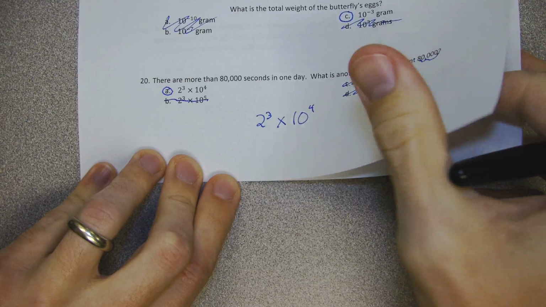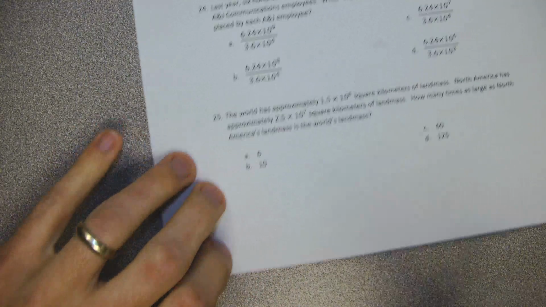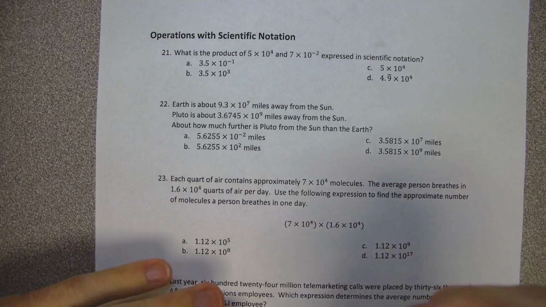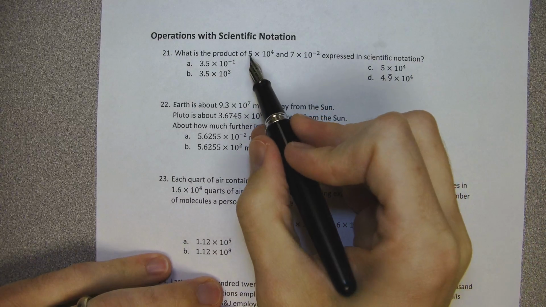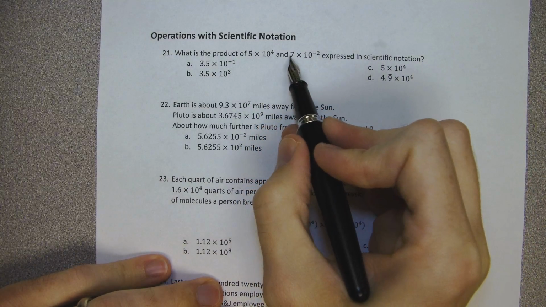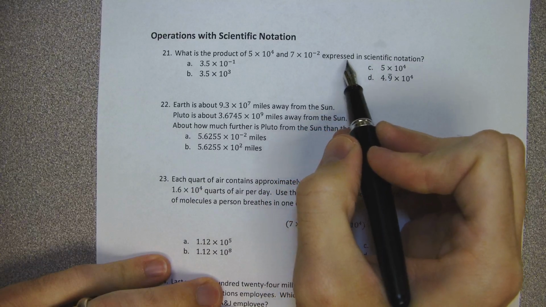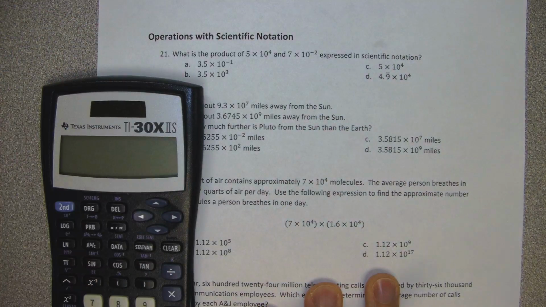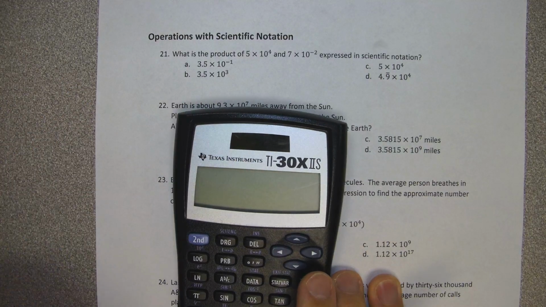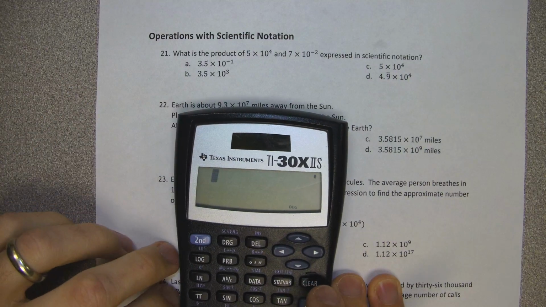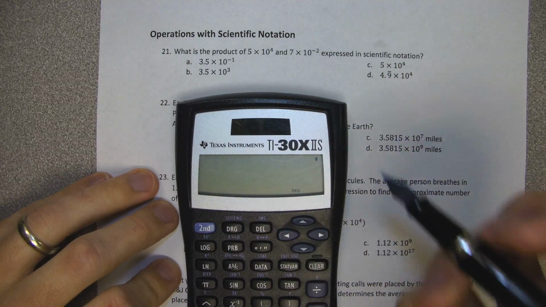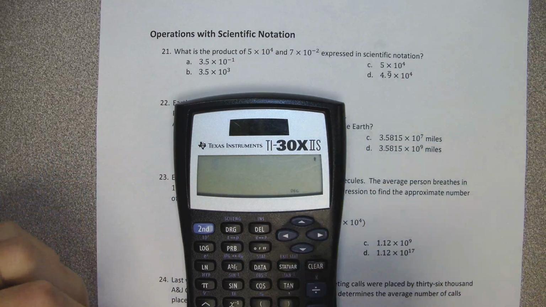All right, I think we only have one more page to go. Here we are. Number 21, operations here with scientific notation. What is the product of 5 times 10 to the fourth and 7 times 10 to the negative second expressed in scientific notation? Now remember, I showed you all how to use your calculator, so I'll do that with you real quick just to remind you that calculators are allowed on the exam, so if you'd wish to use it, go ahead. Now notice it does say product, which means we're going to multiply these together.